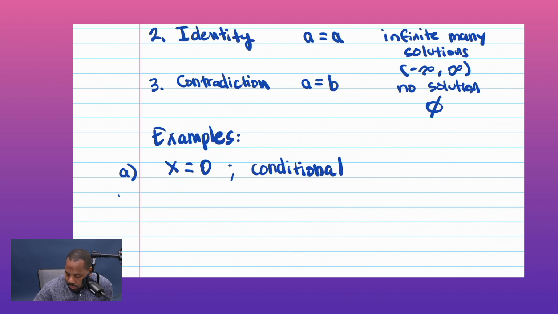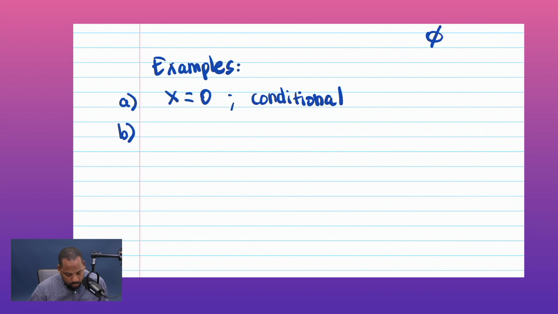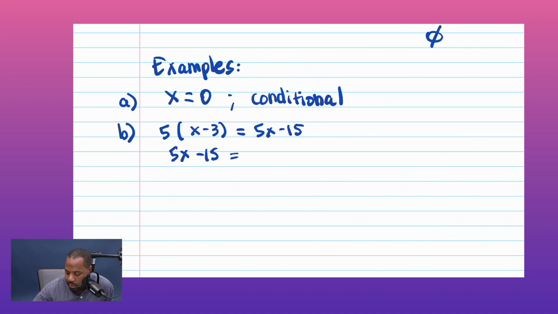My second example is going to be 5 groups of x minus 3 is equal to 5x minus 15. All right, let's work this one. We'll distribute our 5. We get 5x minus 15 is equal to 5x minus 15. You can actually stop here because we notice that we have the same thing on both sides. They're identical. And so this must be the identity. All right, so this one is going to have infinitely many solutions. That means that any value of x will satisfy this equation. So any real number is a solution to this equation. But let's just finish it off.